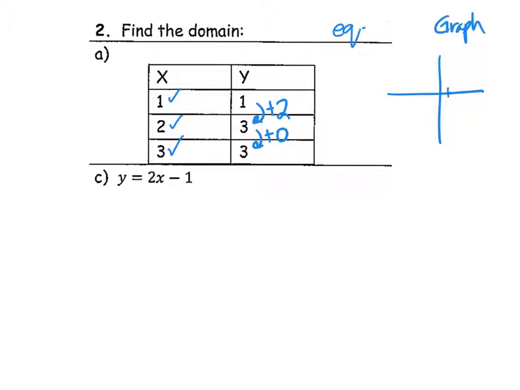1, 1. Hold on, let me do this. 1, 1. Here. 2, 3. 3, 3. So, first of all, if I had to draw a line, it'd be like, but it does pass the vertical line test, you guys, so far.